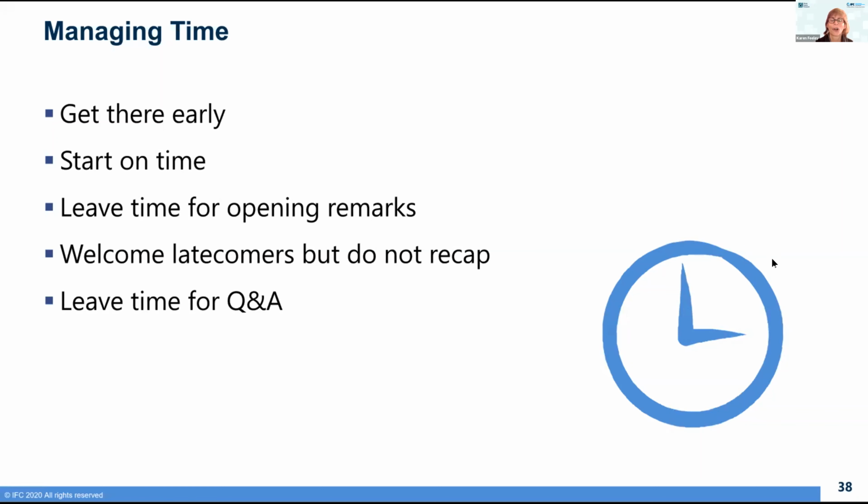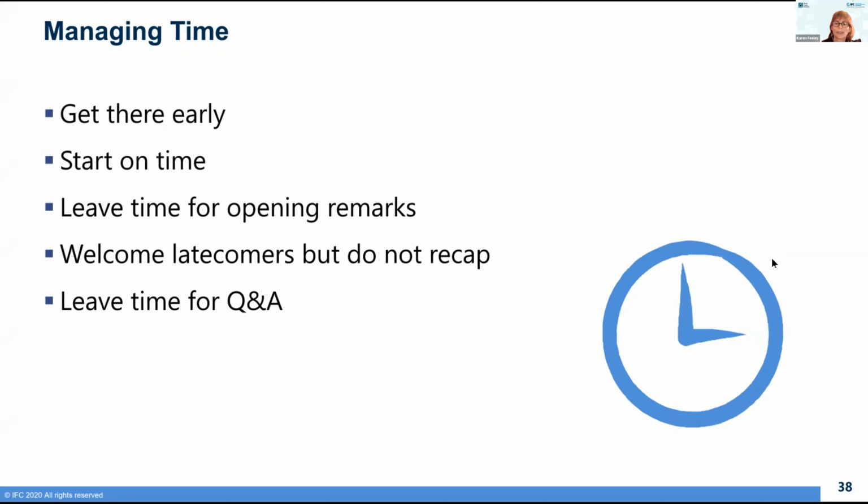Leave time for opening remarks. As you plan your session, leave about 10 minutes for opening remarks by the host organization. So if your client, like Serena, wants to say something first, at the beginning of the program, just build that right in. That way you're not behind schedule even before you start to talk.